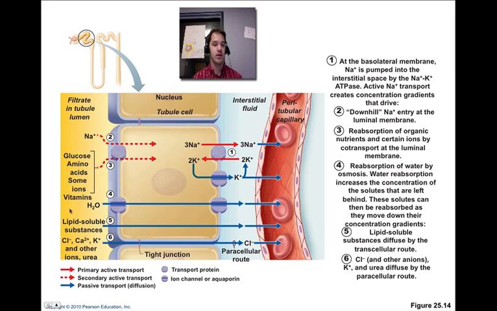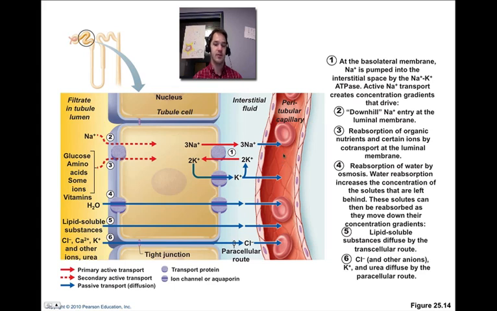That's why it's hard to get rid of a lot of lipid-soluble drugs. Lipid-soluble contaminants like PCBs tend to stay in your body because they can just dissolve right out of your kidney, right out of your nephron and into the peritubular capillary. And then chloride, calcium, potassium, some other ions, and a little bit of urea just diffuse through the paracellular route between cells, through those leaky tight junctions, and into the peritubular capillary.